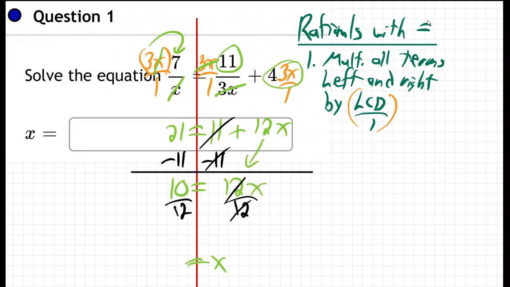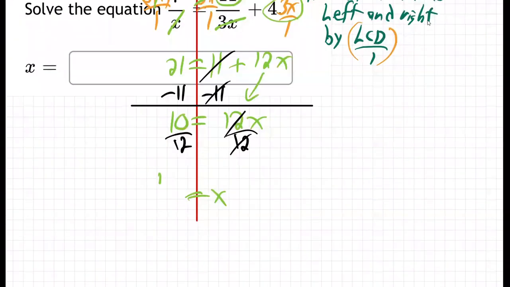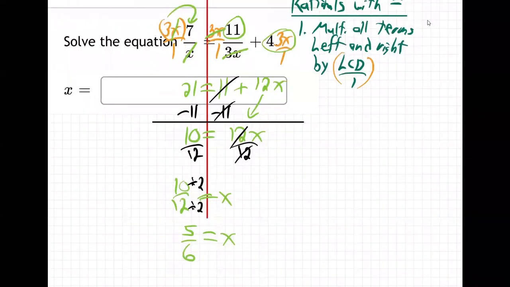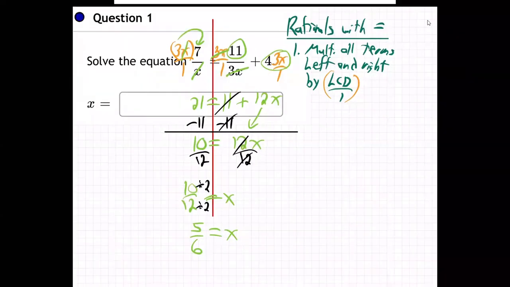Boom, boom. And so we've got 10 over 12. And then you can actually reduce that fraction, huh? Just divide top and bottom by 2 there. It's going to be 5 over 6, done. There's the answer to the problem, 5 over 6.